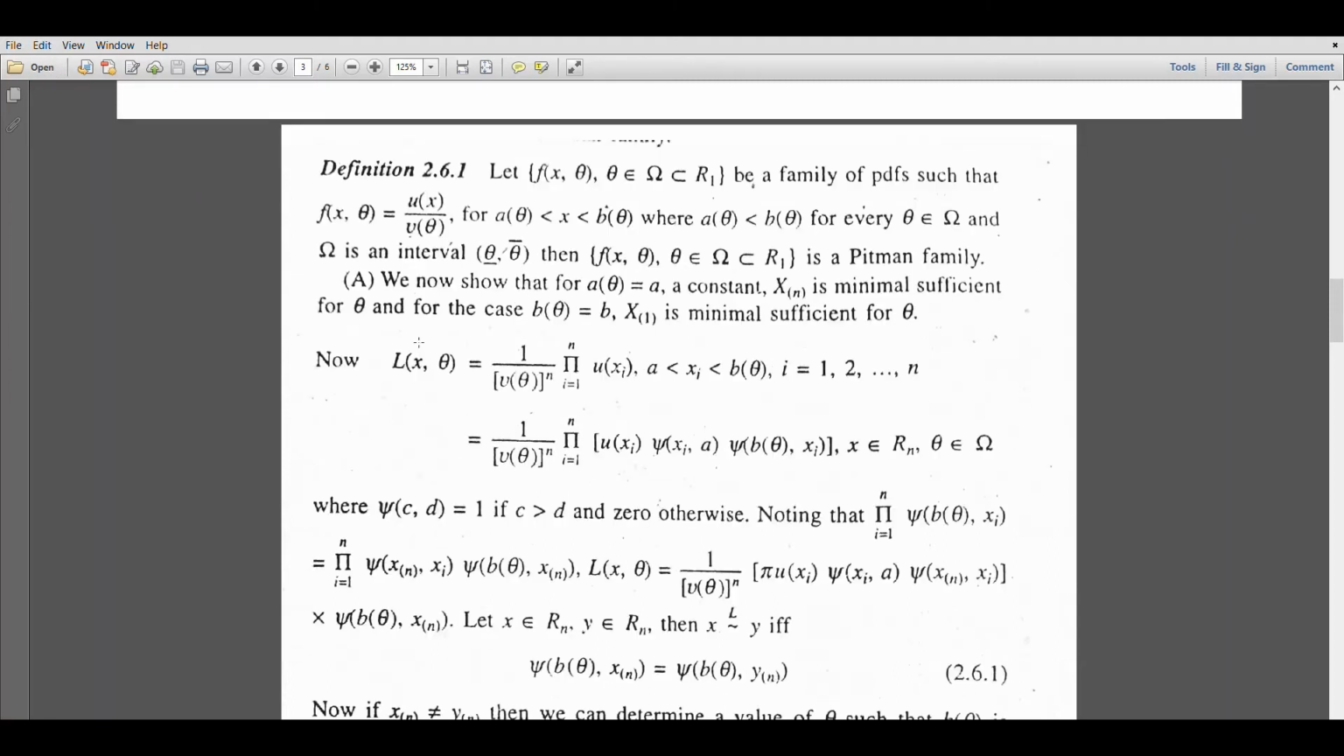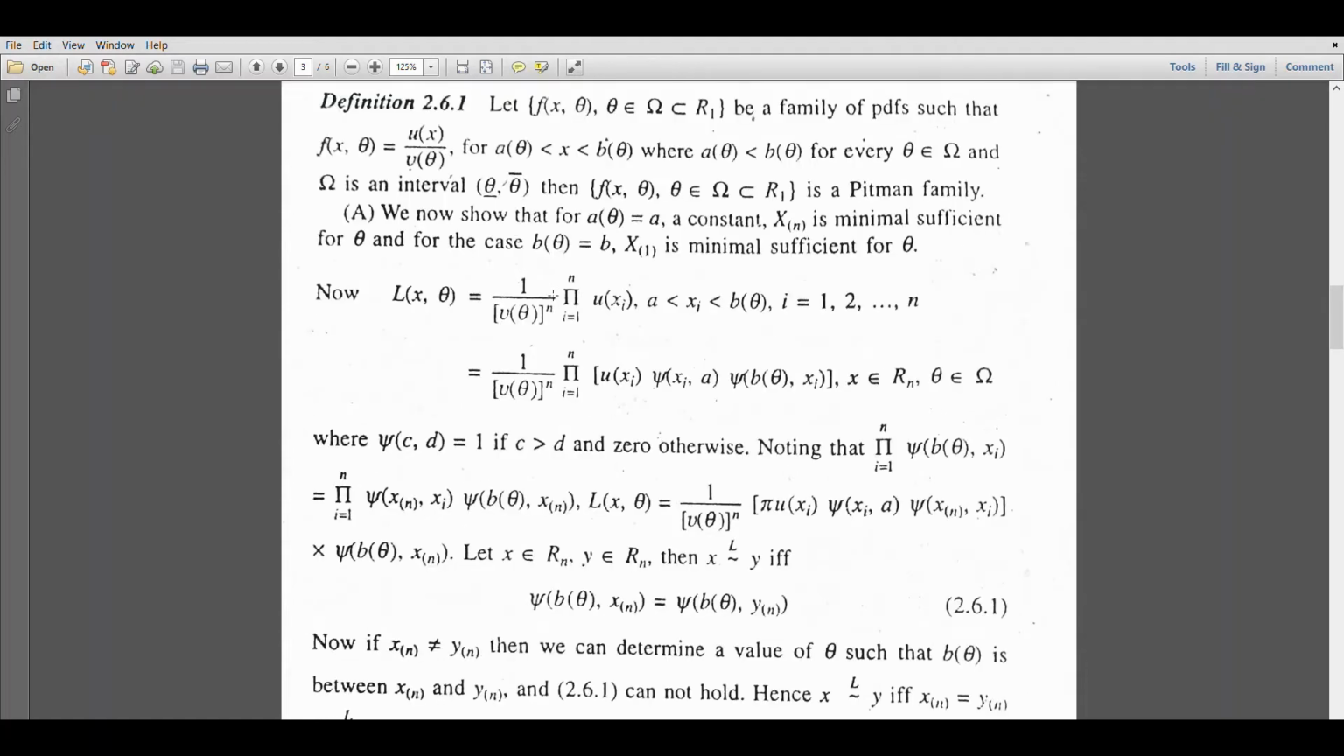Here we have the likelihood function. We already said that the PDF of Pitman family members can be expressed as a ratio of a function of x divided by a function of theta. So the likelihood function will be of the form 1 by v(theta) to the power n into the product, i equal to 1 to n, of u(xi), for a less than xi less than b(theta). This is the condition when the lower limit is a constant, a(theta) equal to a.